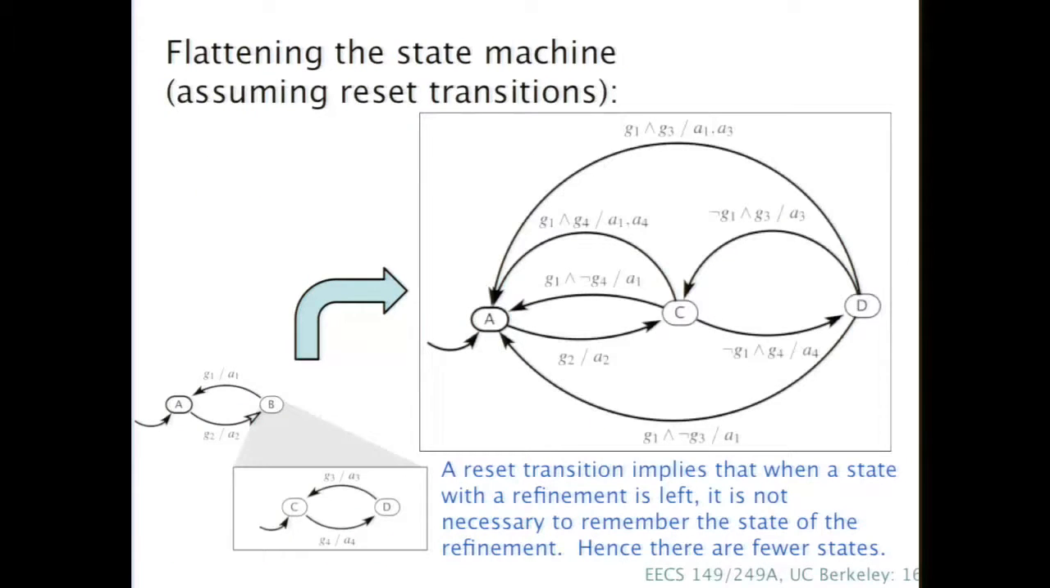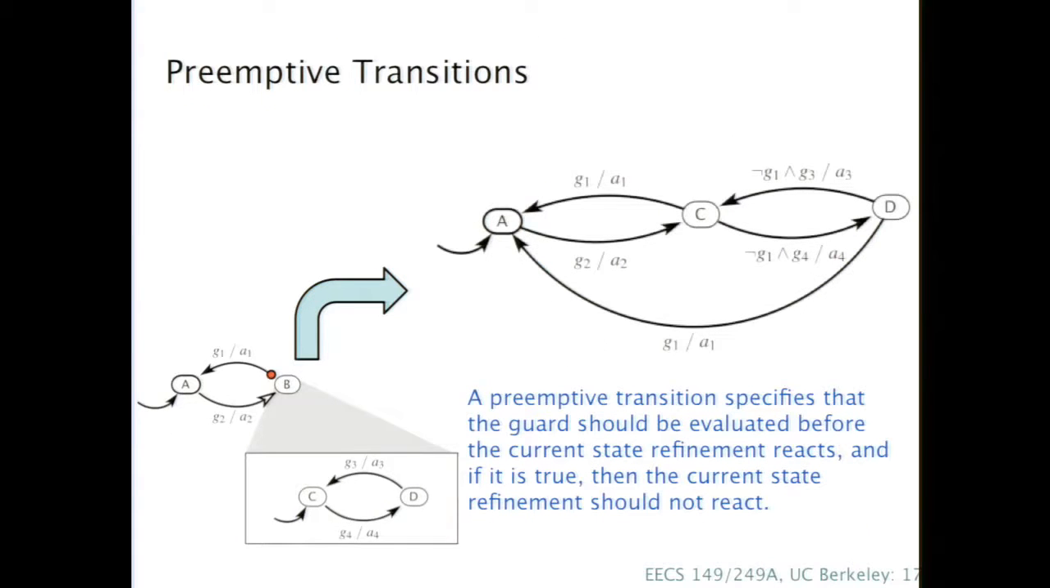Suppose that we don't have a history transition, but a reset transition. Then I no longer have to remember where I left off. So the flattened state machine just has to have a single state representing A. I don't need to remember where I left off. So if I'm in A, if I ever in the future re-enter B, I'm going to re-enter at C. So reset transitions are a little more compact.